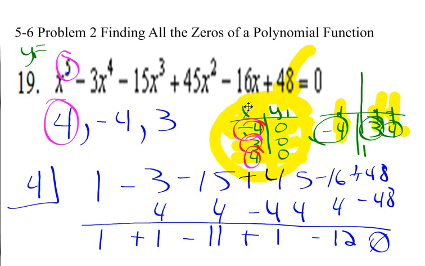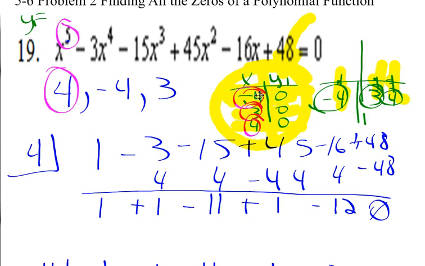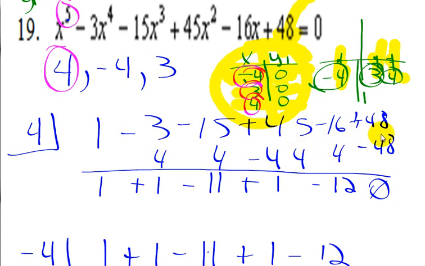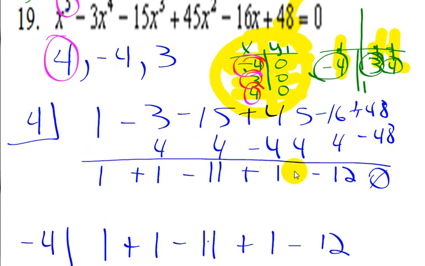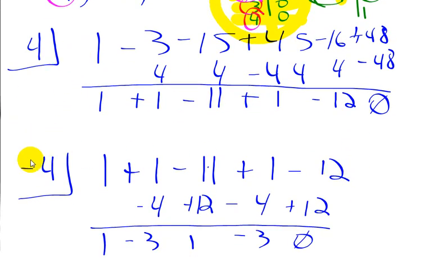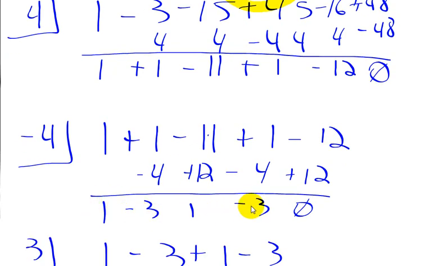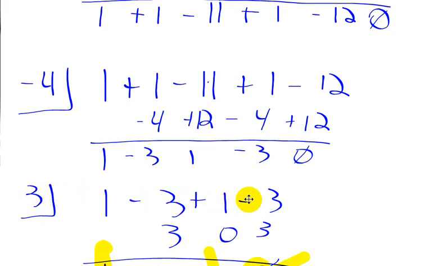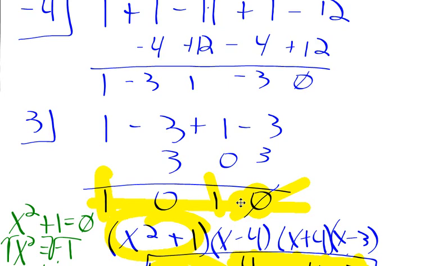So what you want to do is take all of those out. So the 4 take out, and this is what's left over. Now take out the negative 4, and then that's left over, and then take out your 3. And then you're down to a very simple trinomial, x squared plus 1.